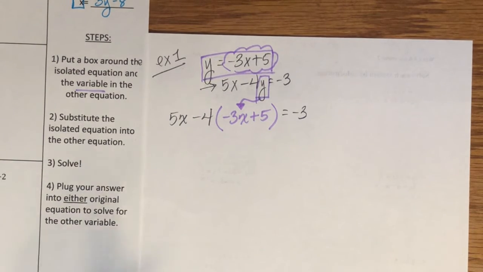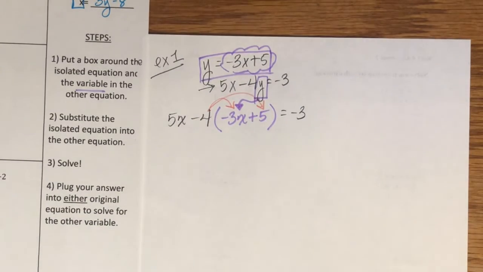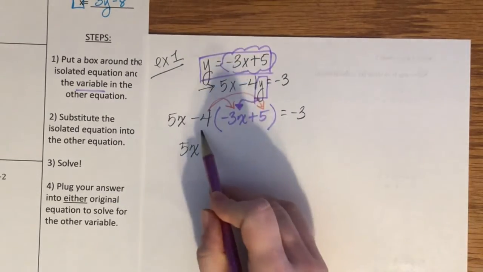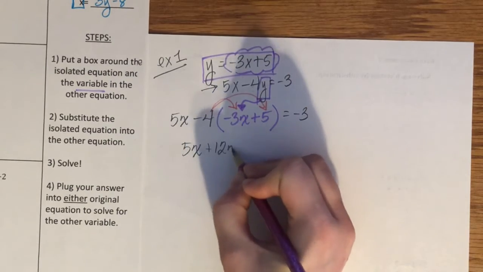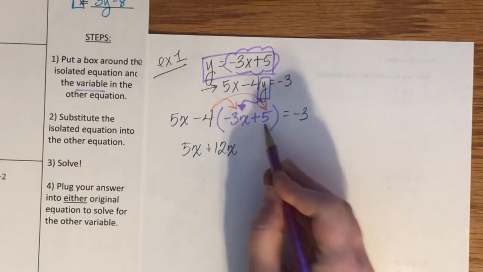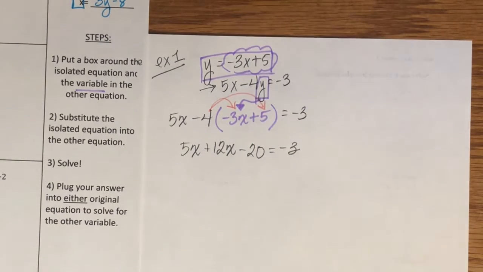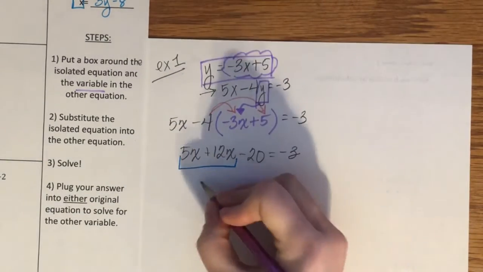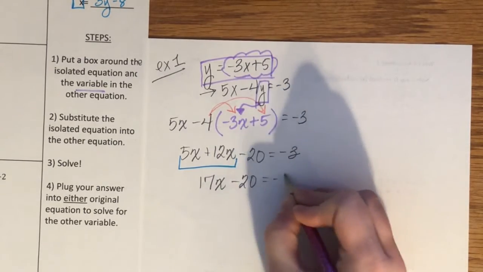So what we're going to do is first we need to unlock the parentheses. And in order to do that, I have to distribute. So I'm going to get 5x, and then negative 4 times negative 3x is going to give me positive 12x. And then negative 4 and positive 5 is going to give me negative 20. And that equals negative 3. All right, so now we're going to look at combining like terms. So my 5x and my 12x becomes 17x minus 20 equals negative 3.